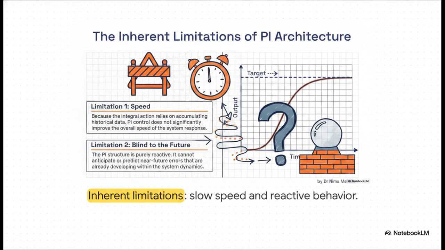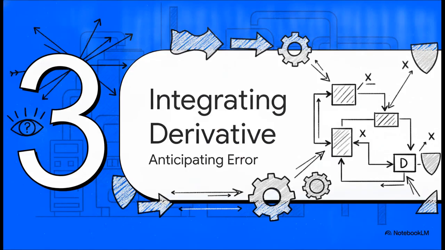Limitation number 2? It is completely blind to the future. The PI structure is purely reactive. It simply cannot anticipate or predict near-future errors that are already developing within the system dynamics. That brings us perfectly to Section 3, Integrating Derivative Action, Anticipating Error.